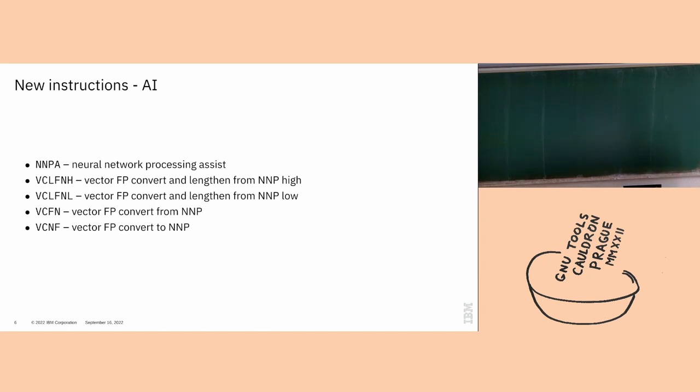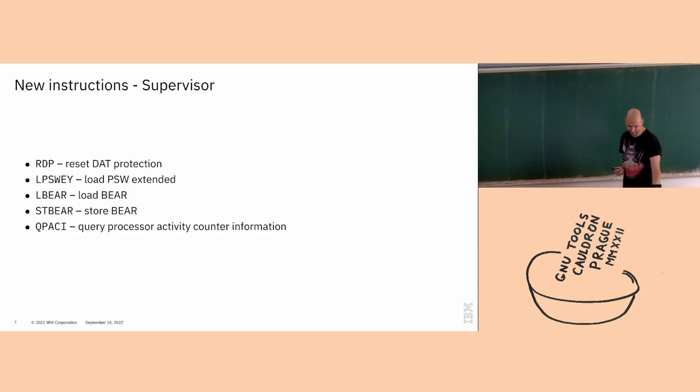This is probably the most exciting thing in this release. There is a new chip located right on the CPU that helps with machine learning. This chip is driven by a new machine instruction called NNPA, Neural Network Processing Assist. Since this chip uses its own floating point format, 16-bit with, I think, a 6-bit exponent, so completely non-standard, there are a few instructions that help you quickly convert between standard and this non-standard data format.